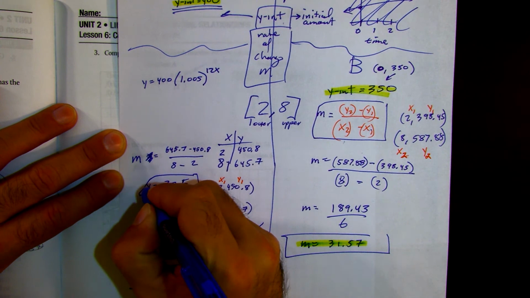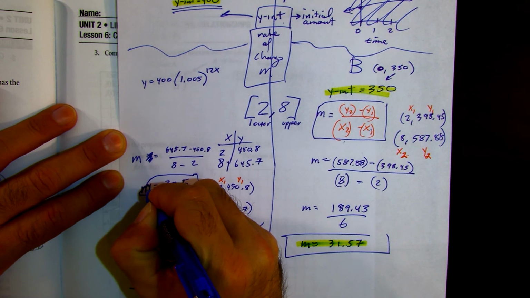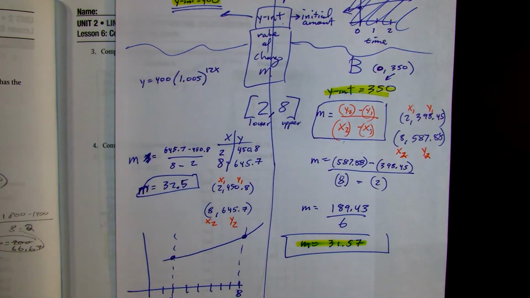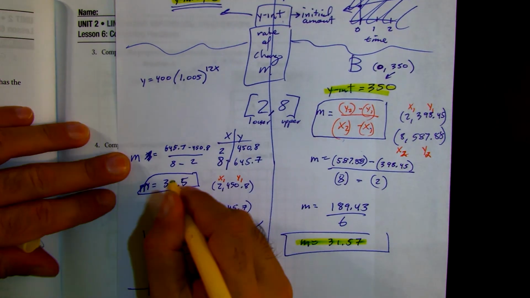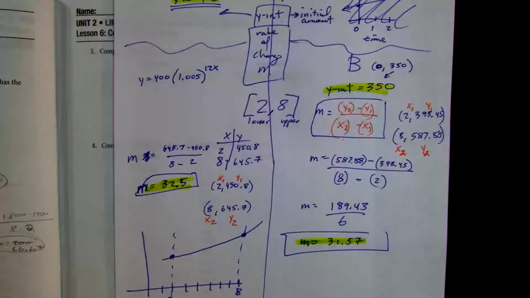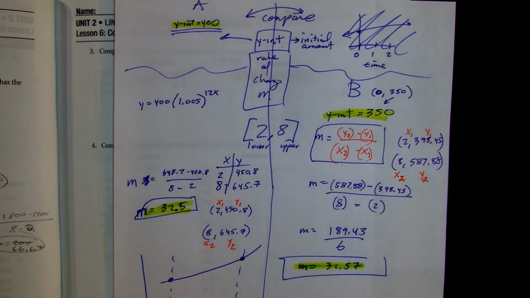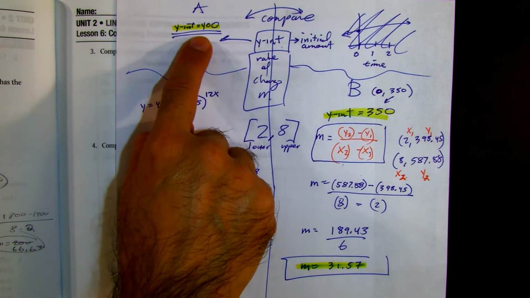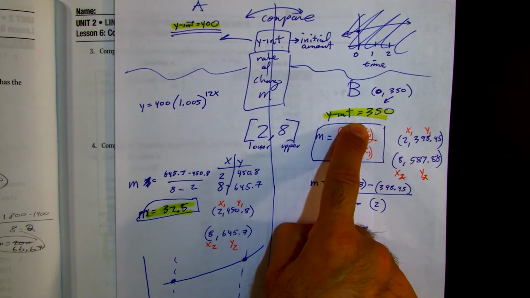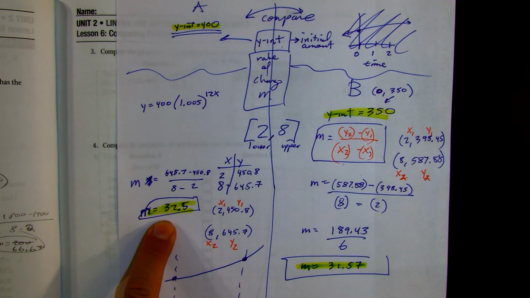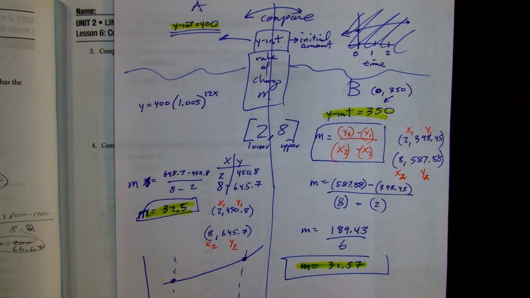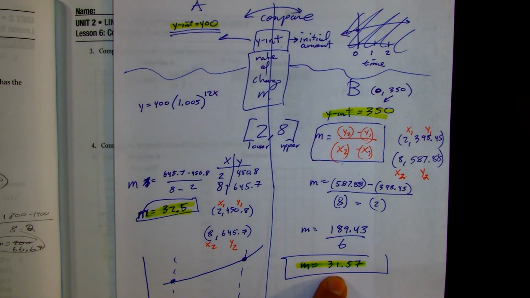Oh, one sec. I'm sorry. I labeled this y. It's not right. It's m. That's our slope we just found, not our y-intercept. So let's see what we got. We have function A, y-intercept of 400, initial amount is more than function B. Function A has a slope of 32.5. Function B has a slope of 31.57.